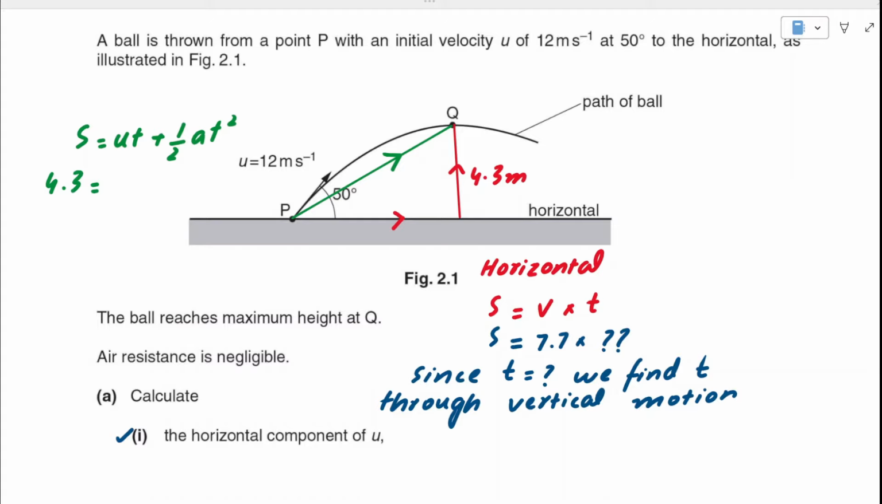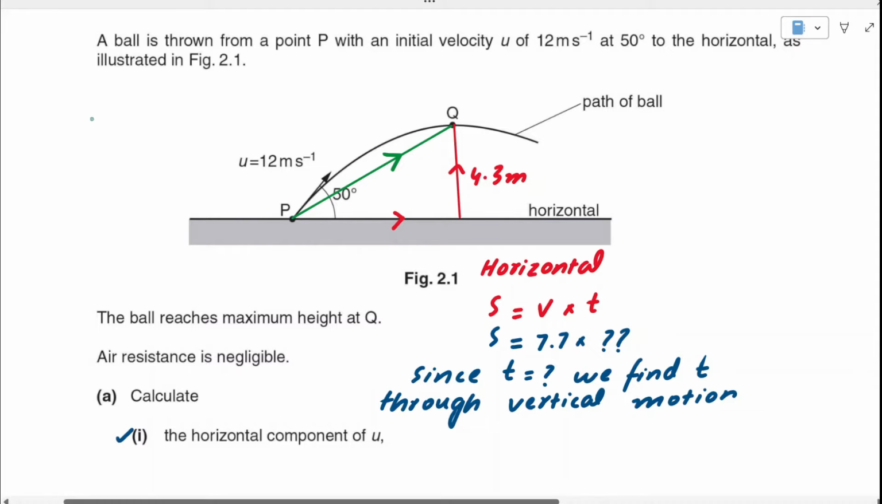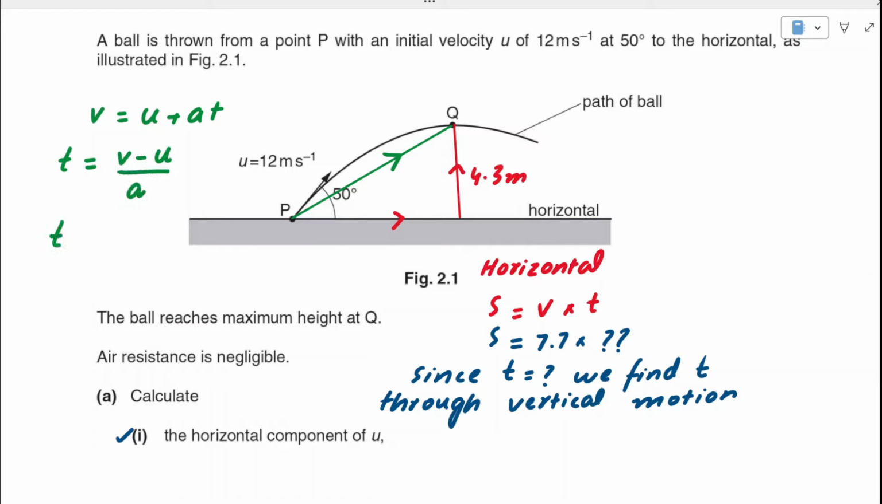And then do we have the initial velocity? Yes, we do have the initial velocity. And the initial velocity is not 0, by the way. As a matter of fact, we are provided with the initial velocity, so why don't I use the very first one? It would be even easier. V equals u plus at. I can first rearrange it for t: t equals v minus u divided by a. What do we have then?